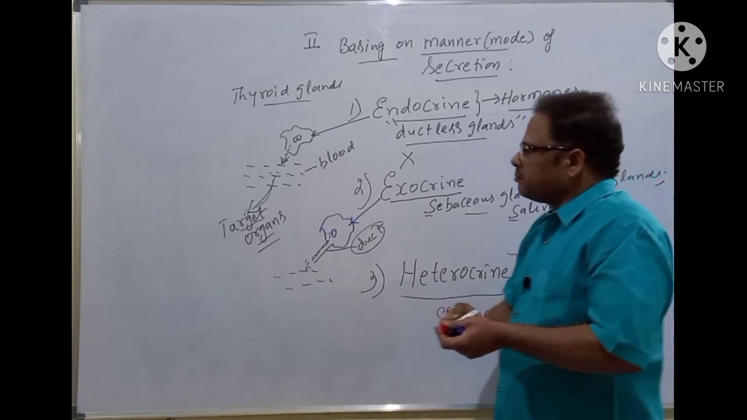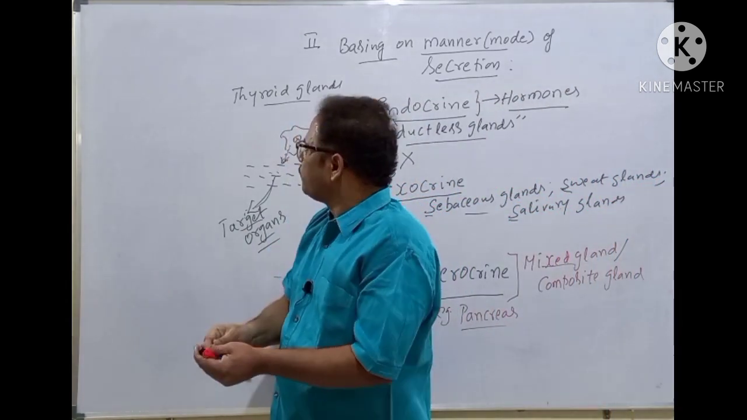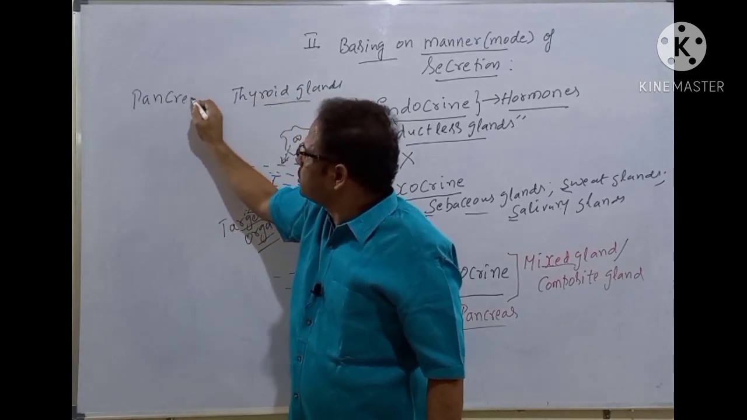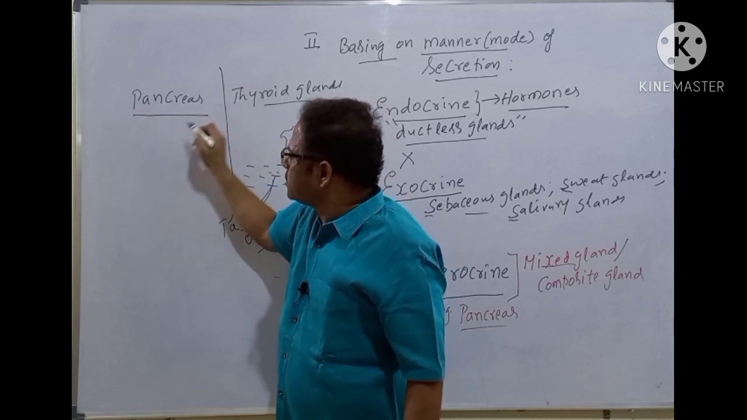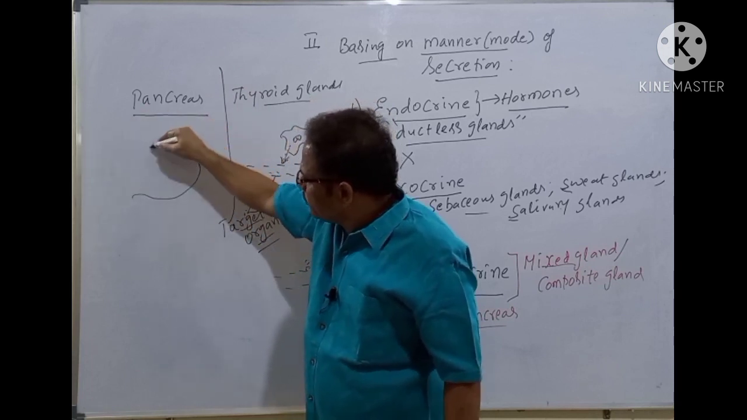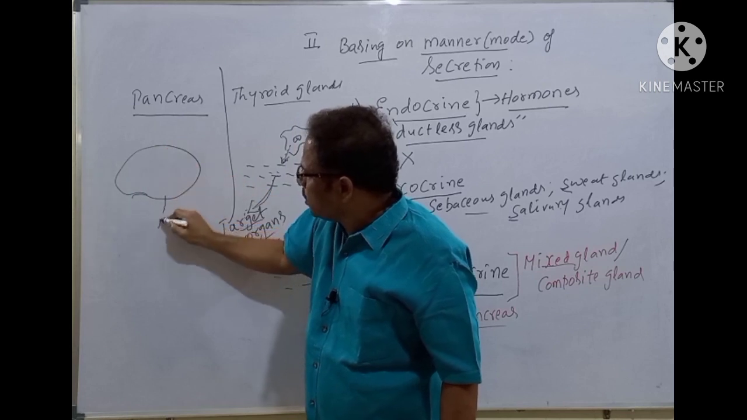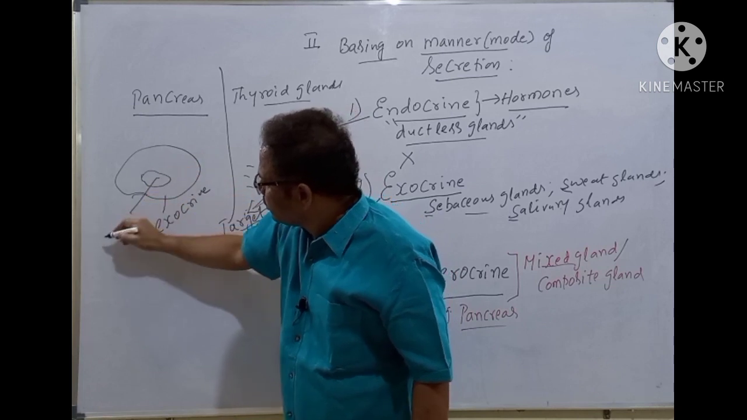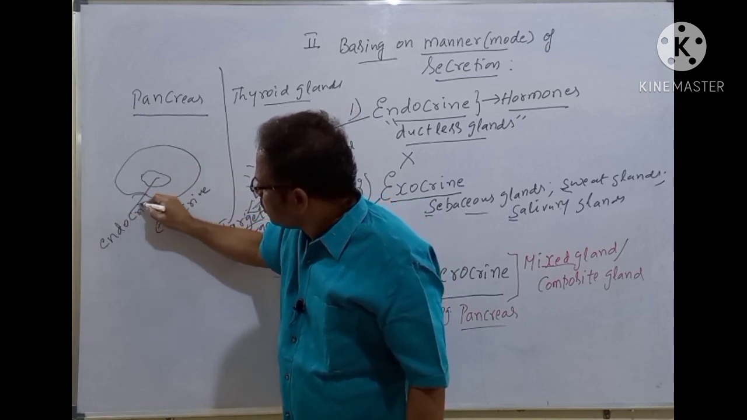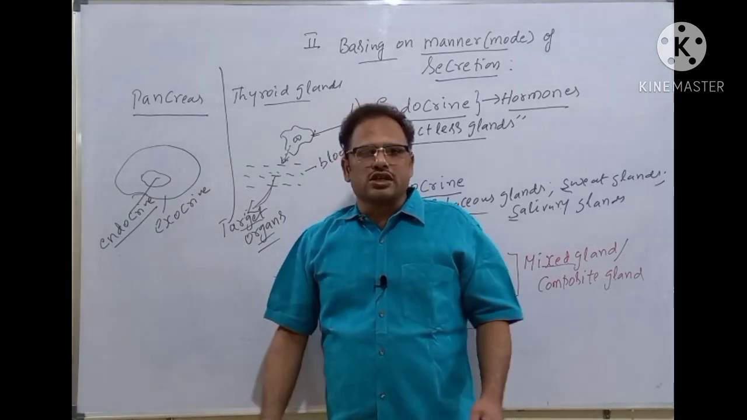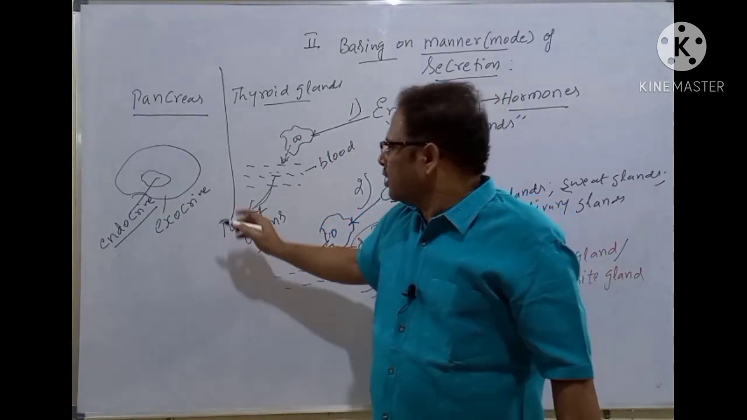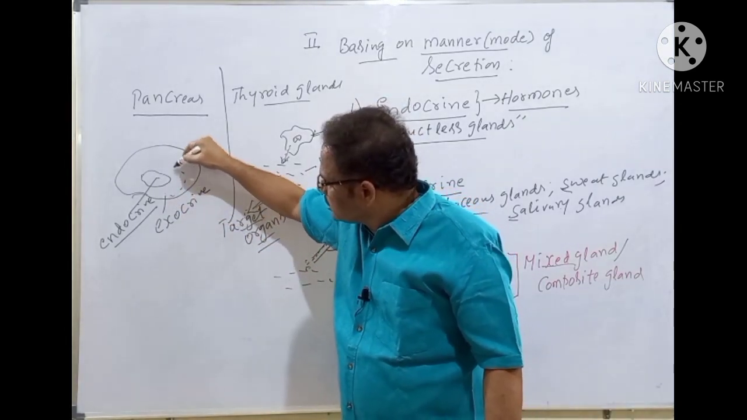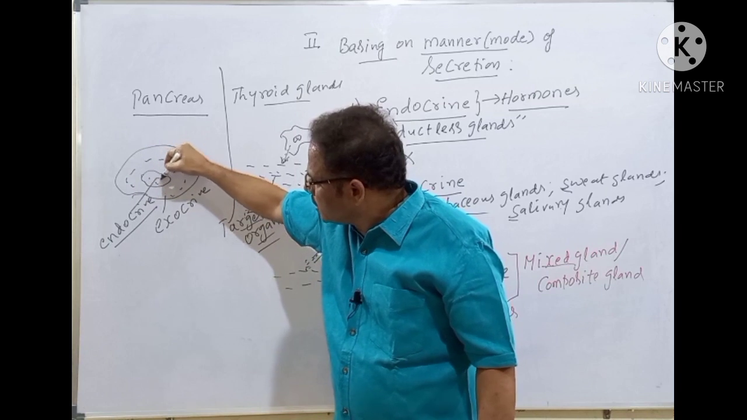You know this pancreas. Pancreas is a combination of an outer part and an inner part. This is a pancreas. The outer part is exocrine, whereas the inner part is endocrine. Pancreas, I told you in the previous session, is located near the duodenum, isn't it? Exocrine means outside. This one is the exocrine part, and the inner one is the endocrine part.